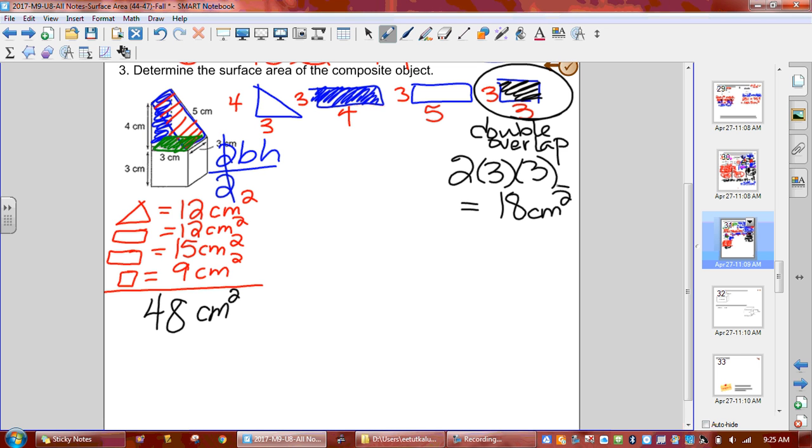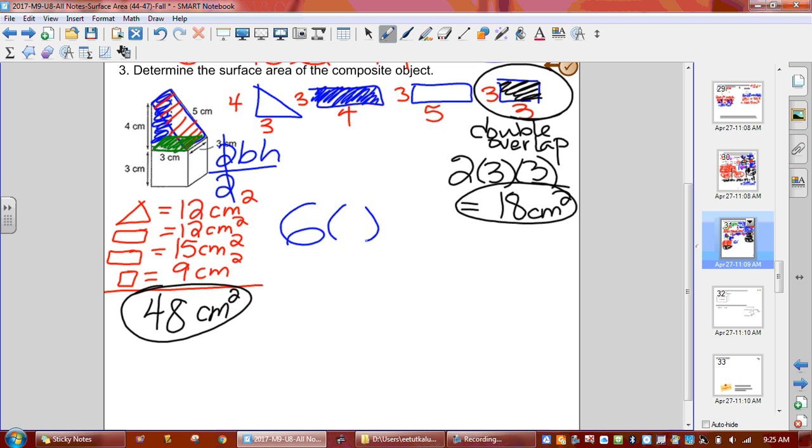So the bottom base figure is a cube. So if it's a cube, all 6 sides are the same. So we're going to times it by 6, and then length times width. And this is for the cube. That's the bottom cube. So 6 sides times length times width. And length and width in this case are 3 and 3. So we're going to get 9 times 6, which is 54 centimeters squared.